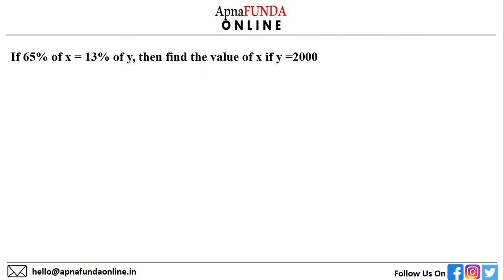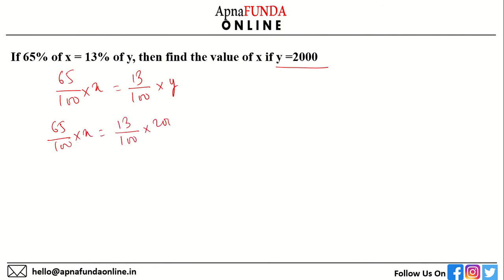Next question. If 65% of x is equal to 13% of y, then find the value of x if y is equal to 2000. Okay, so we need to solve for x. So 65% of x is equal to 13% of y. And we know that y is equal to 2000. So 65% of x is equal to 13 by 100 into 2000.